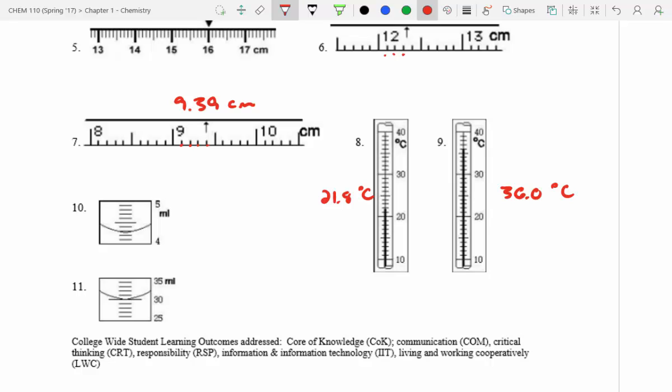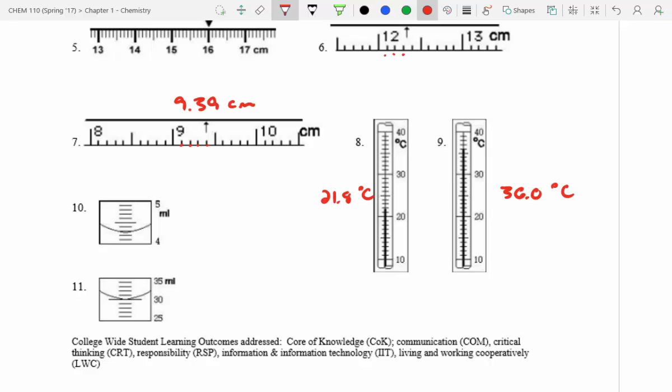Number 10 and 11 are the oddball ones. I'm not sure if you guys have ever noticed this, but if you pour water into a really narrow container, the water will start to curve a little, kind of like it's shown here. You guys will see this in lab when you're working with graduated cylinders. It tends to smile a bit. This has a really fancy name. Does anybody know what it's called?